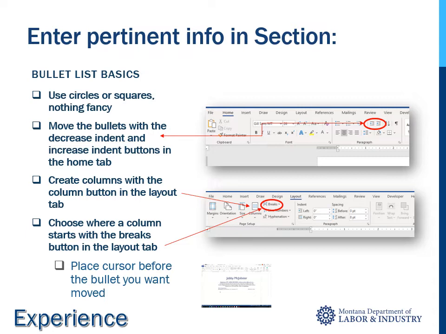Once you get those typed in, you can also move the bullets around a little bit if you need a little bit more space. Just make sure that those are all aligned from one section to the next. Some people like to put bullets into columns. You can do that through the Layout tab, which the second picture here shows, with the different breaks, and you can even choose where to break.